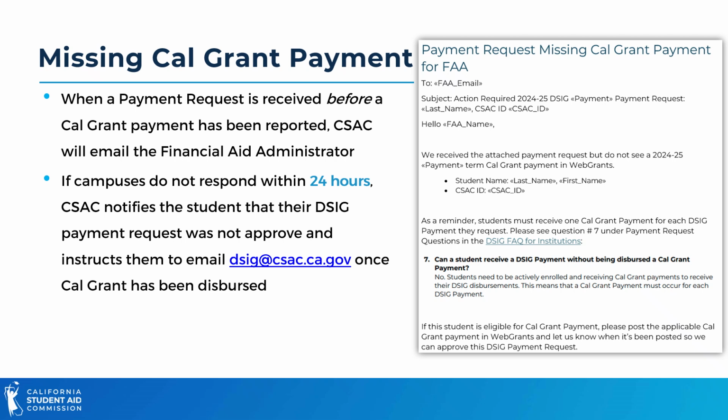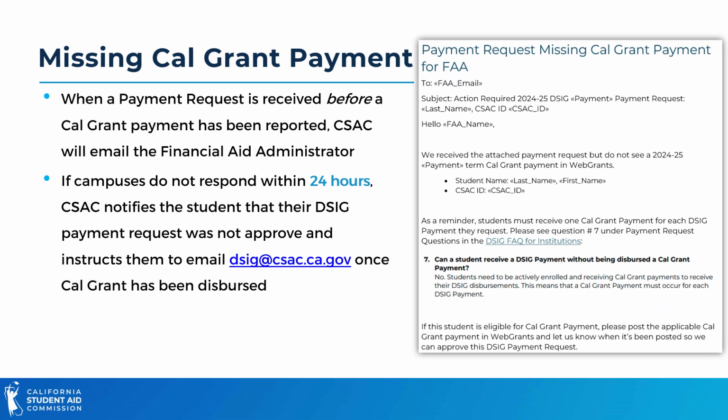Now, when a payment request is received before a Cal Grant payment has been reported in Web Grants, CSAC will send a reminder email to the financial aid administrator. If campuses do not respond within 24 hours, students will be notified that their DSIG payment request was not approved and to email the DSIG inbox once their Cal Grant has been dispersed so that CSAC can then begin the DSIG payment process.